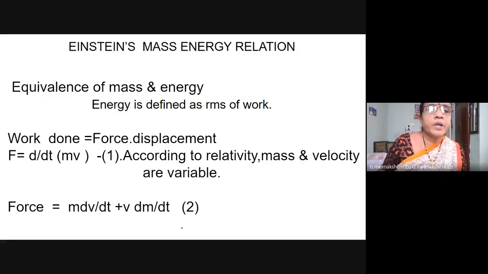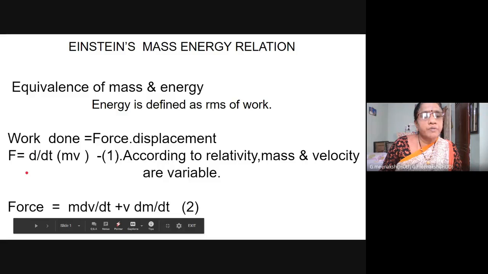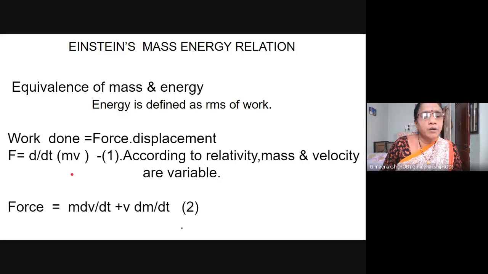Now, today's topic is Einstein's mass-energy relation, or the equivalence of mass and energy. Energy is defined as the ability to do work, or the capacity of doing work. Work done is defined as force into displacement. Now, the expression for force is also defined as the rate of change of momentum. Force is defined as the rate of change of momentum, d by dt of mv.